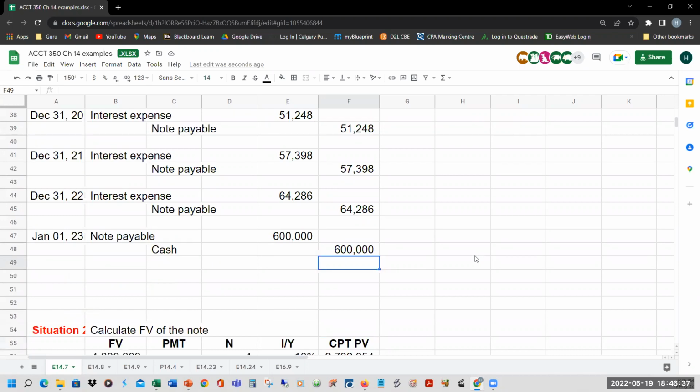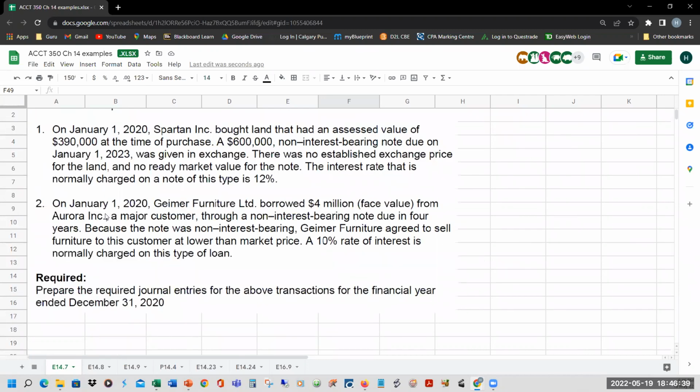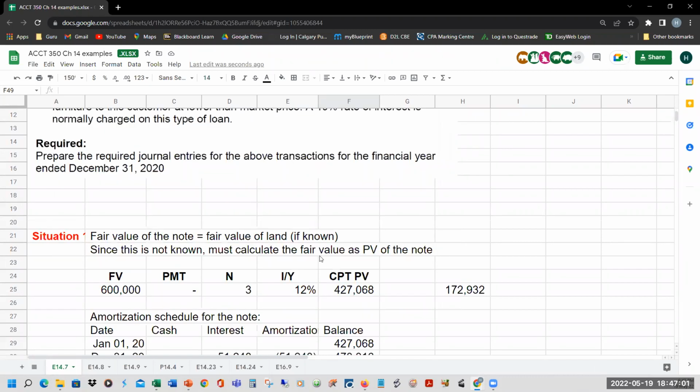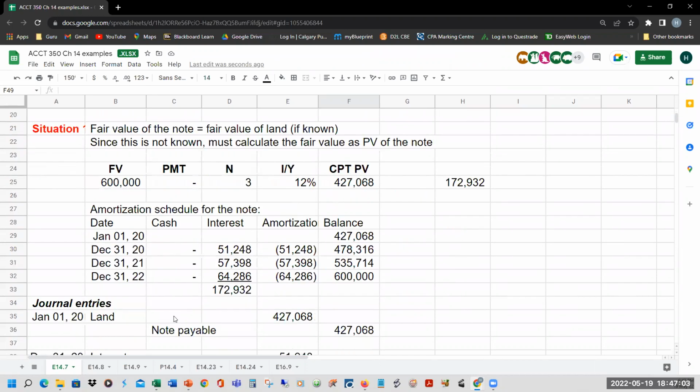All right. Situation two is kind of similar. Jan 1st, 2020, Geimer Furniture borrowed $4 million from Aurora Inc. through a non-interest-bearing note due in 4 years, and a 10% rate of interest is normally charged for this loan. Again, you're borrowing money here. Rather than buying land, you're borrowing money, so you're going to debit cash and credit the note payable.